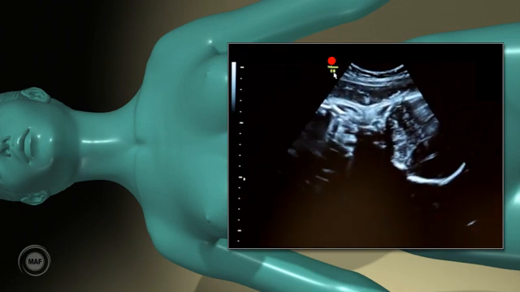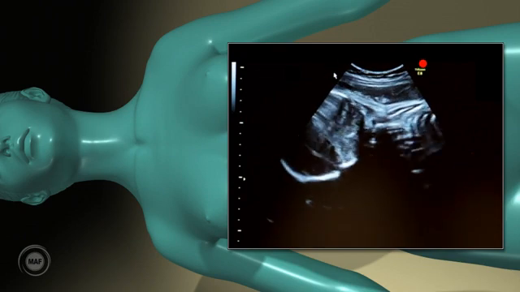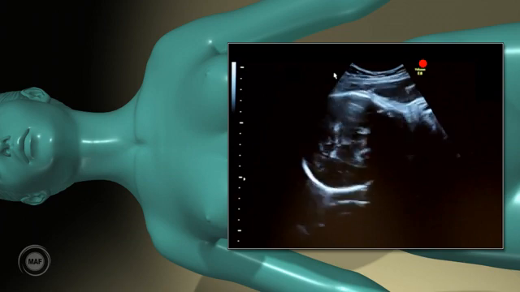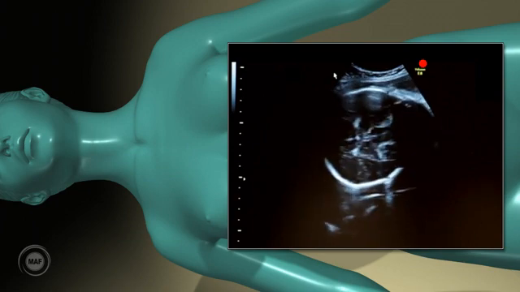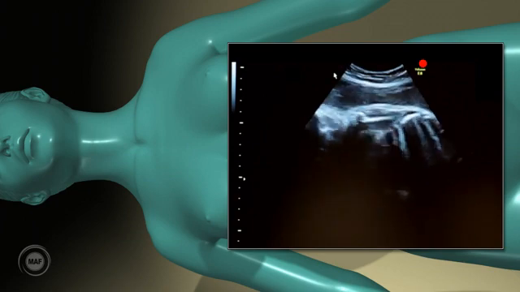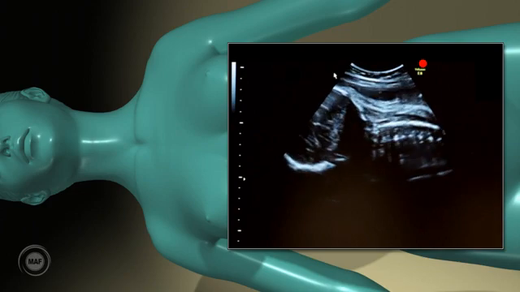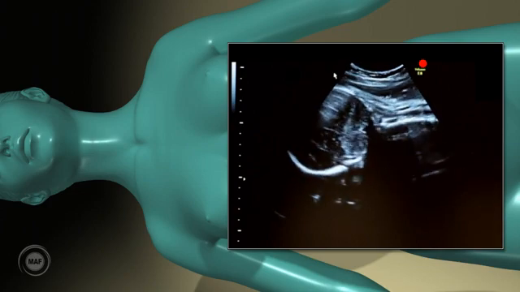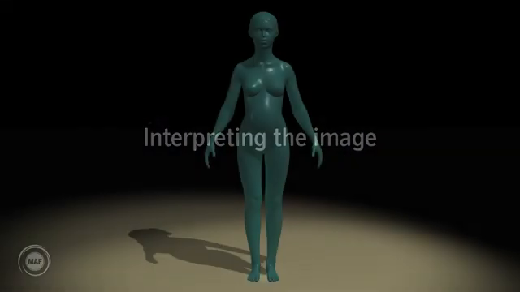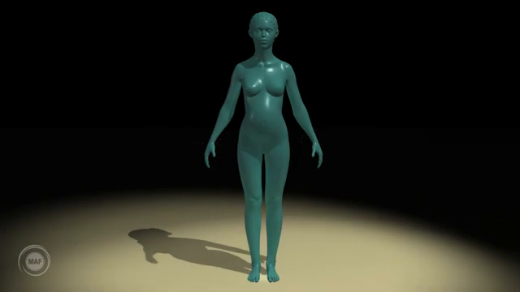Understanding these principles of orientation is important, otherwise it can lead to confusion. For example, where a cephalic presentation could be mistaken for a breech and vice versa. Interpreting the image. There are various positions of the back for cephalic or breech presentation.